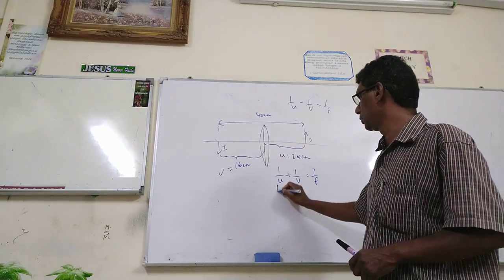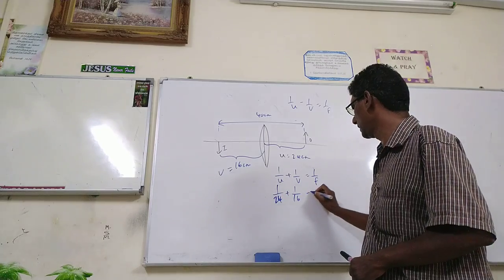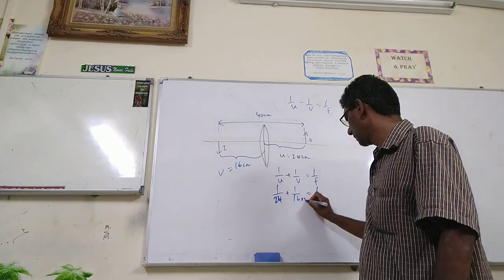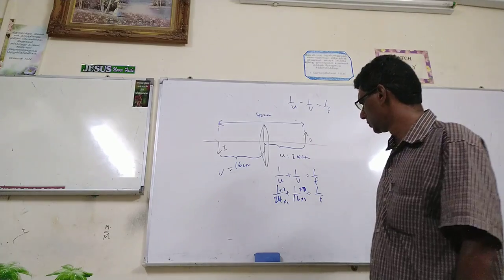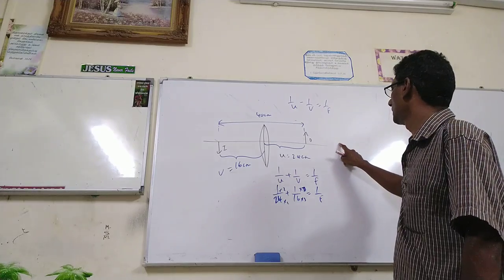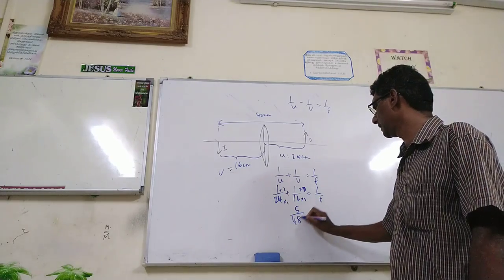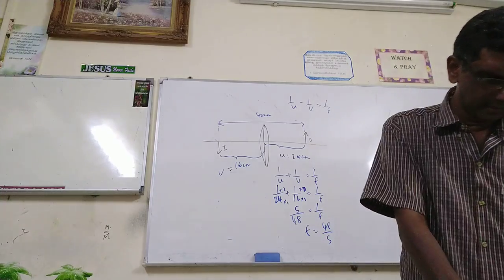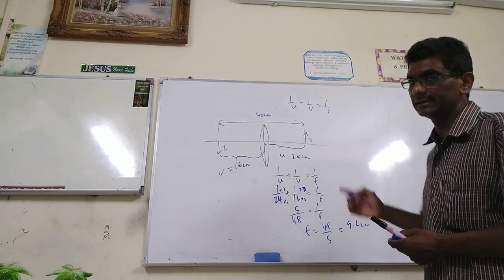So in this formula, 1 over 16 minus 1 over 24. 1 over 16 is multiplied by 3 and 1 over 24 by 2. 16 times 3 is 48: 16 plus 16 is 32, plus 16 is 48. So the numbers are 3 minus 2, and so 5 over 48 equals 1 over f. So f equals 48 over 5, and the answer is f equals 9.6 cm. This is the focal length.